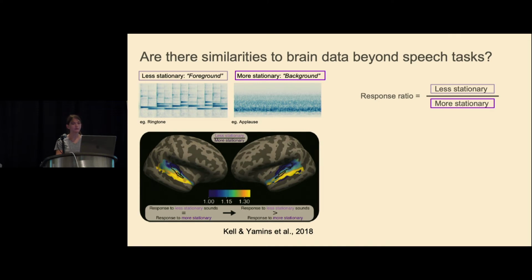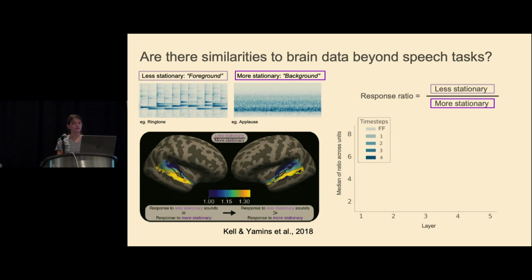These two sound sets were presented to human listeners, and brain responses were measured using fMRI. The ratio of response of the less stationary sound to more stationary sound was computed, and it was found that in primary auditory cortex, here outlined in black, responses to the two sound sets were similar, whereas in non-primary areas, the response ratio was higher. One interpretation of this result is that the brain is becoming more robust to background in non-primary areas.